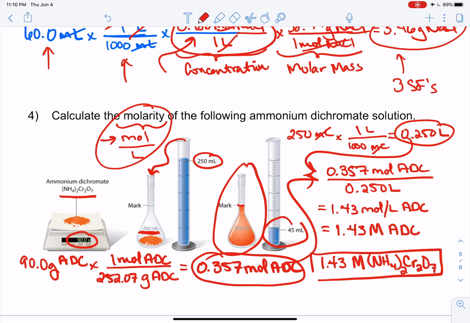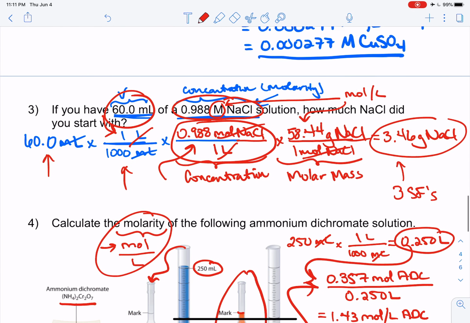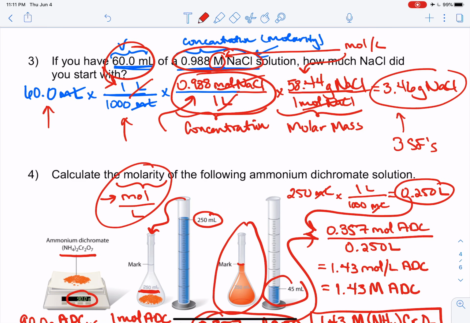All right, my friends, that is calculation for molarity and how to make solutions. We're going to go on in the next slides to do some of the other concentration units. But for now, we are done.